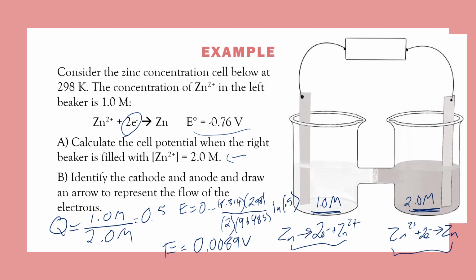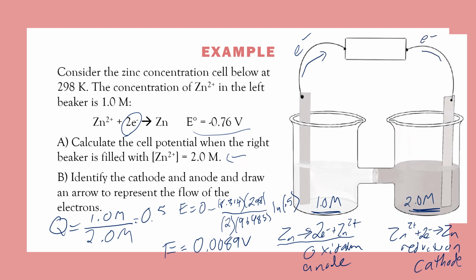Then it says identify the cathode and anode and draw an arrow to represent the flow of electrons. So we already wrote our half reactions here. The zinc on the left is losing its electrons, so this is oxidation. The zinc on the right is gaining electrons, so it must be reduction. Oxidation happens at the anode, reduction happens at the cathode, and electrons always travel from the anode to the cathode, so electrons are traveling in this direction, and our potential in our voltmeter is 0.0089. Until it reaches equal concentrations, and then it will be at standard conditions, which would make it 0 potential again.